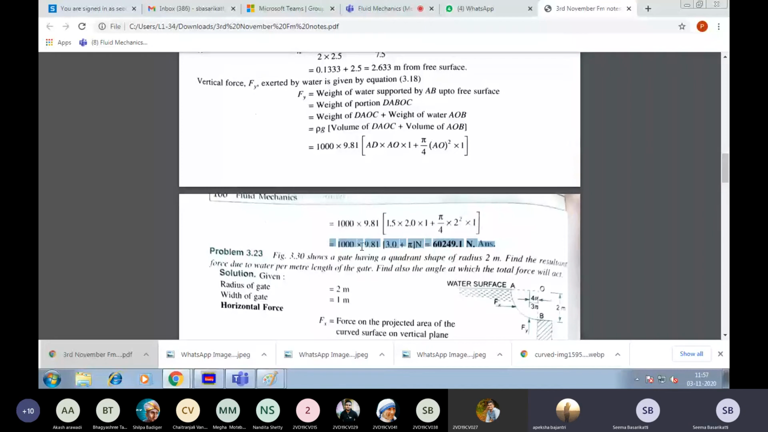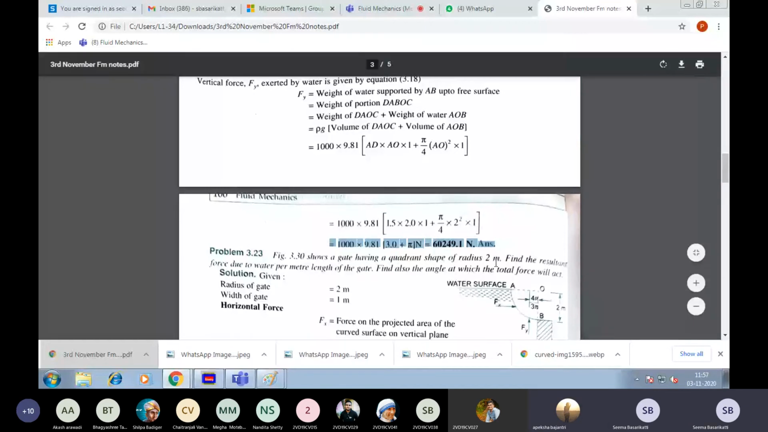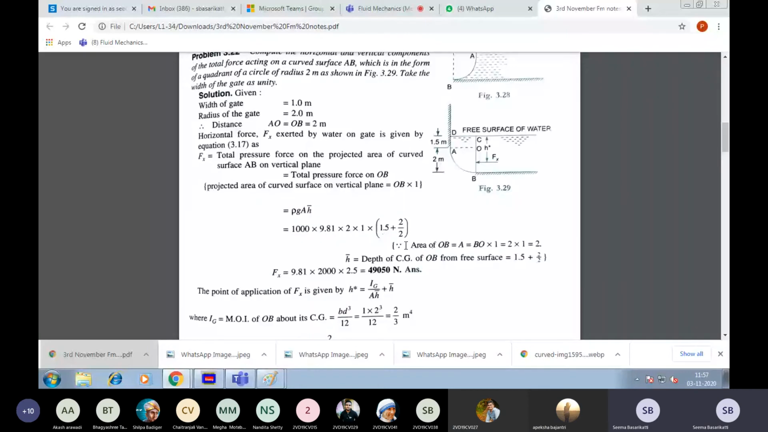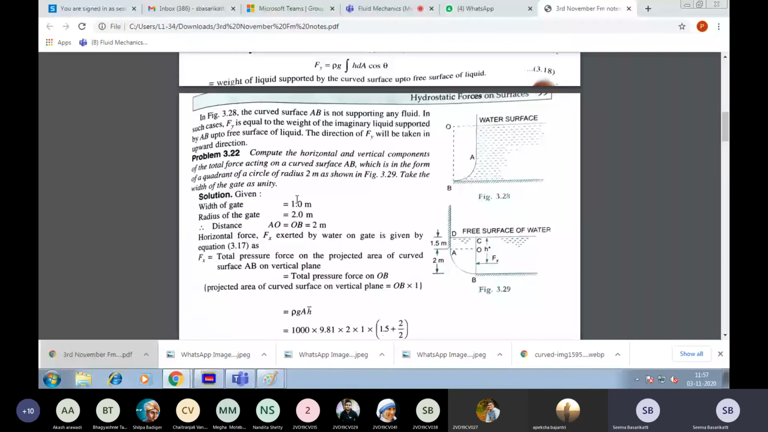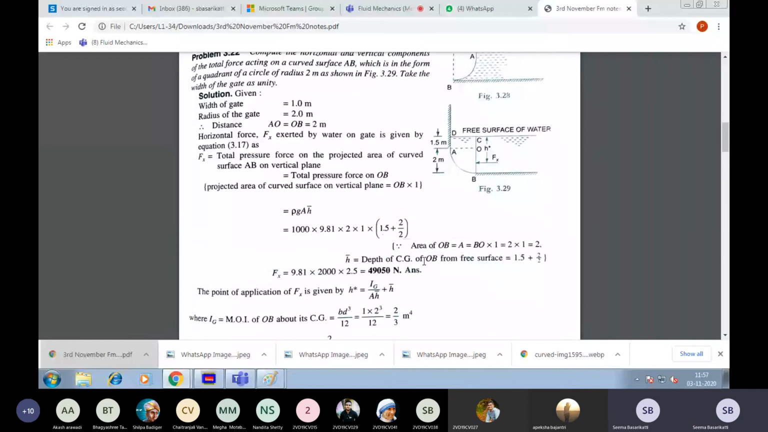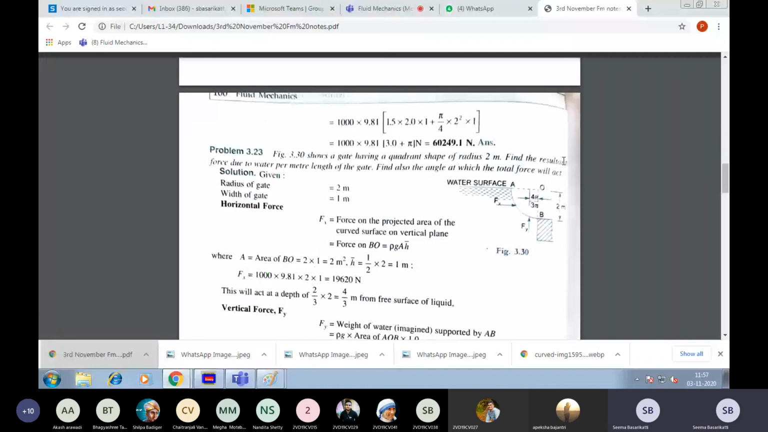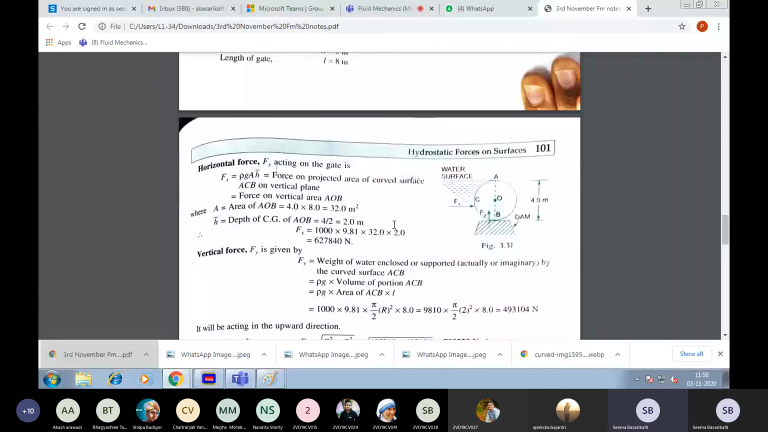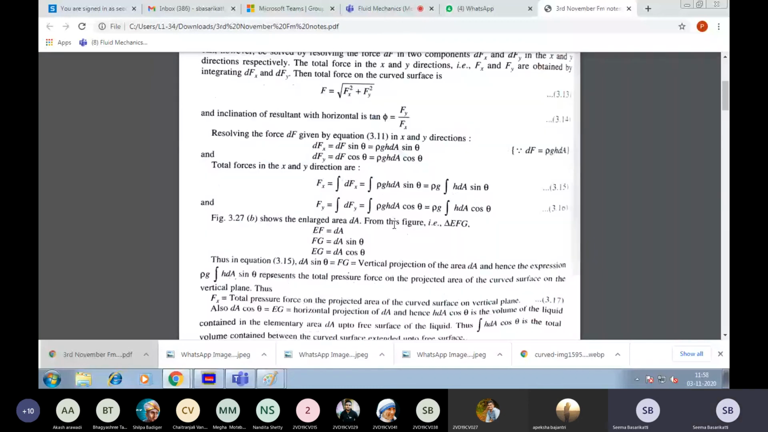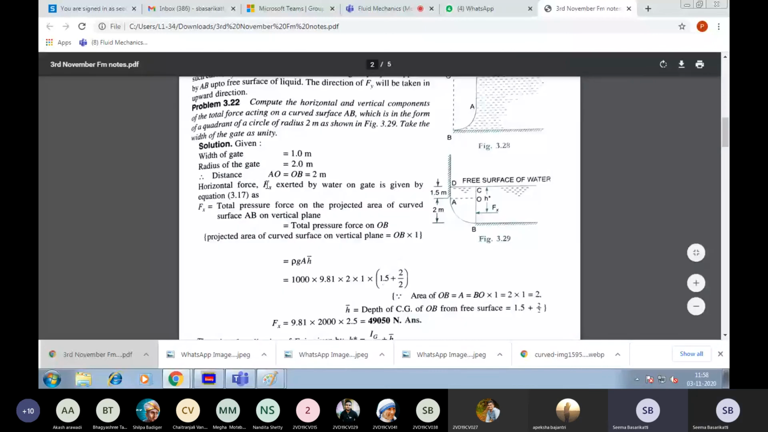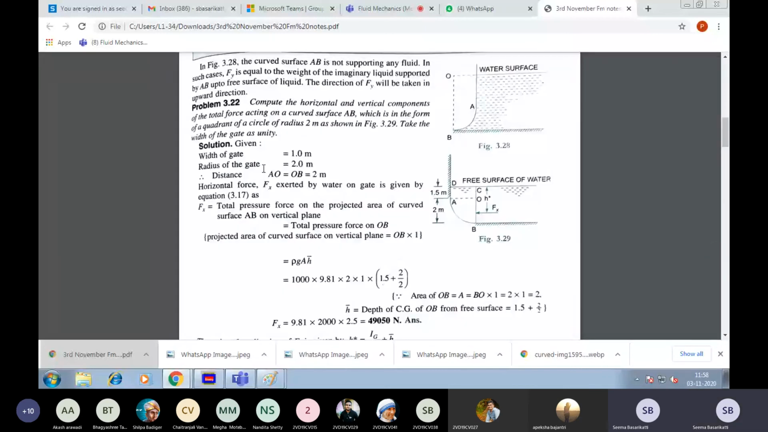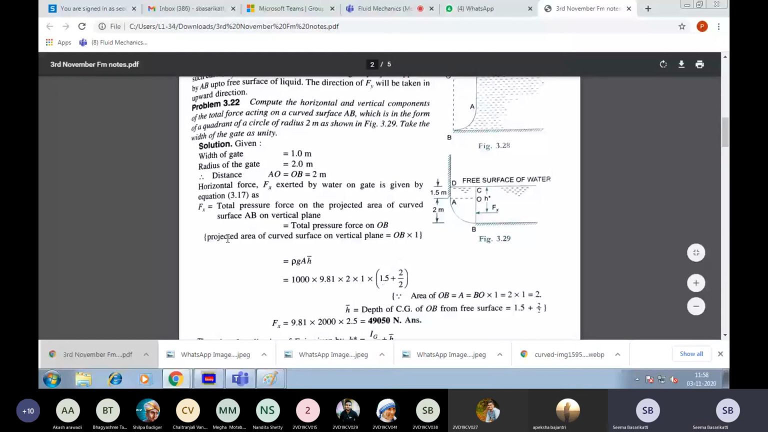Is my voice audible? Yes, ma'am. Okay, so mark it as an important one. Most of the problems in this area are going to be asked on either inclined or curved surfaces, so the next problems are very important. Please don't miss the class. Mark it as an important problem. Still many are there which are likely to be asked in the examination.